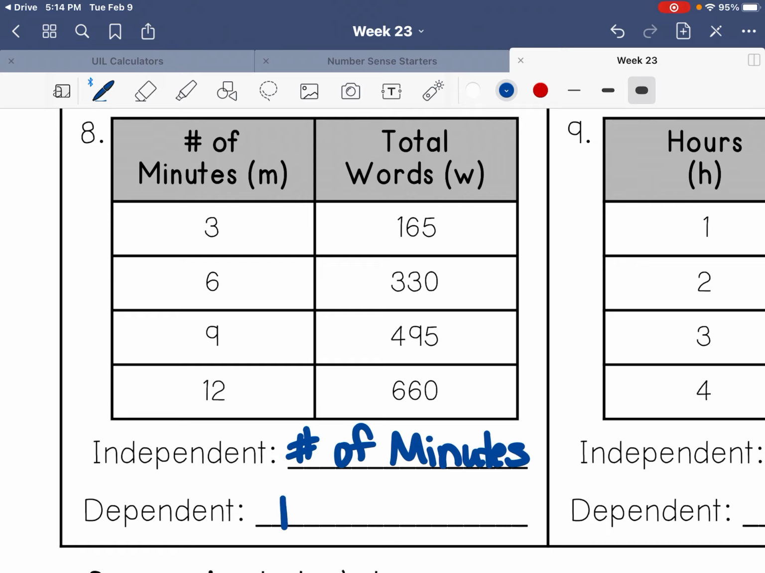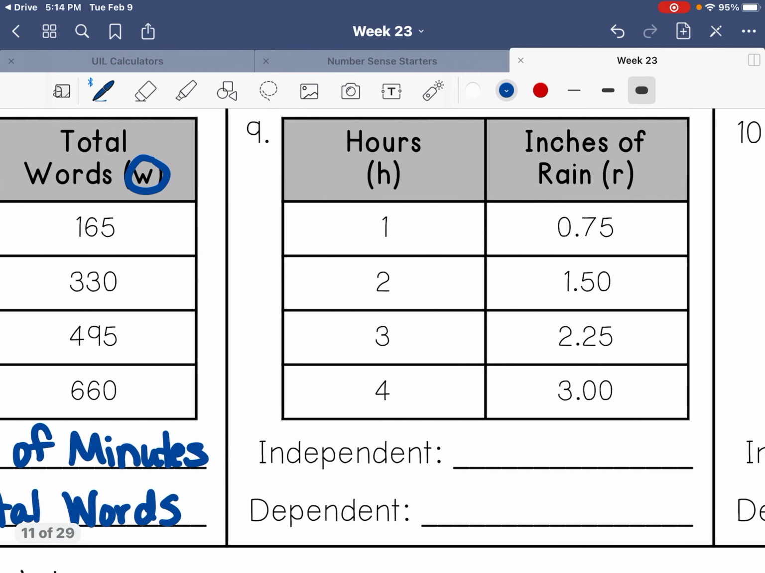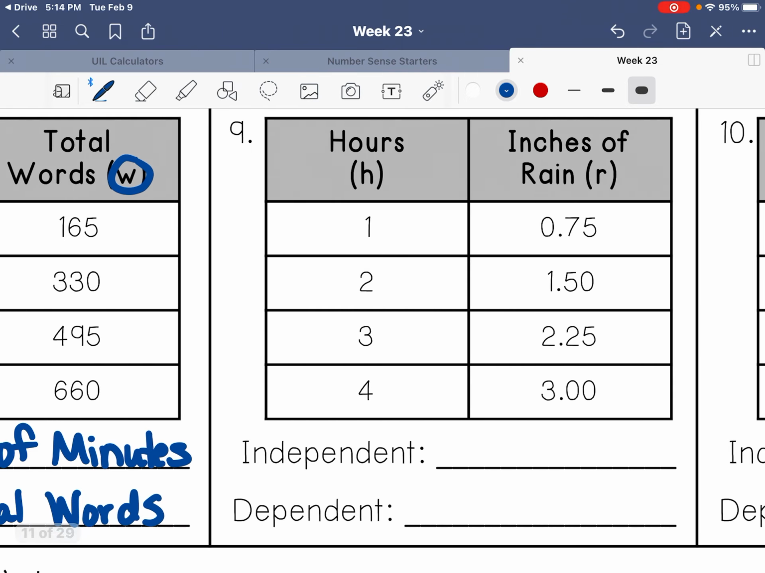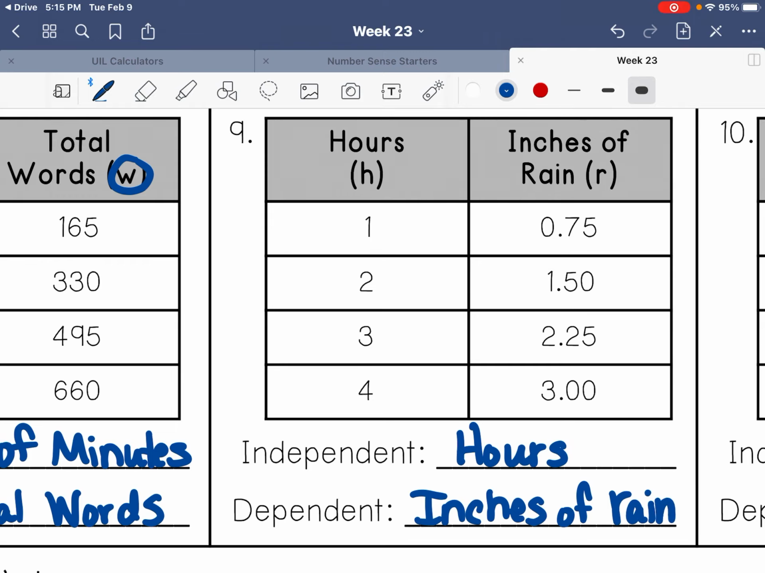And total words, that's my dependent. Notice they're calling this M and W. It wouldn't matter. W would go on the vertical axis and M would go on the horizontal axis always. Again, we have number 9, hours and inches of rain. Clearly hours is our independent. It usually is when there's time involved. And the inches of rain is our dependent. No hours go by, we can't possibly measure any rain.